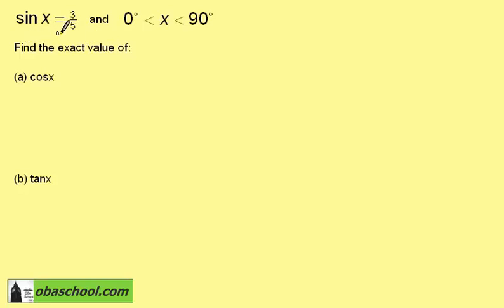Sin x is equal to 3/5 and x is between 0 and 90 degrees. This means that x is in the first quadrant, so all of the trigonometric ratios, the sine, the cosine and the tangent, will be positive. We want to find the exact value of cos x.